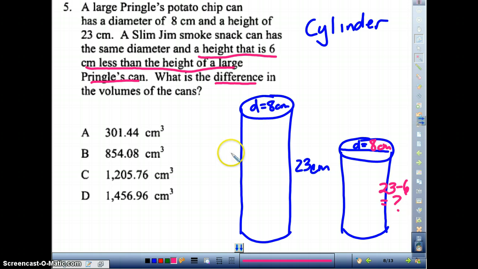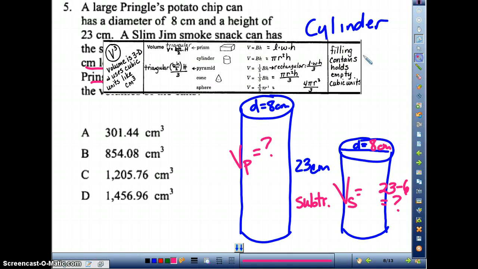Well, now I need a volume formula. I need to calculate the volume of the Pringles can. I need to calculate the volume of the Slim Jim's can. And difference means I need to subtract. I need a formula. They are both cylinders. There's your formula for the cylinders. Don't forget, you need to convert the diameter into a radius. If your diameter is 8, what's your radius? That's right. Calculate the volume of both and then subtract.